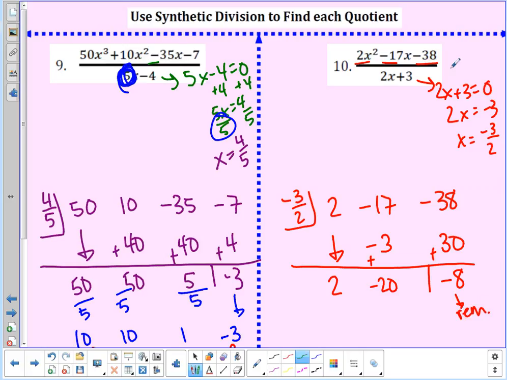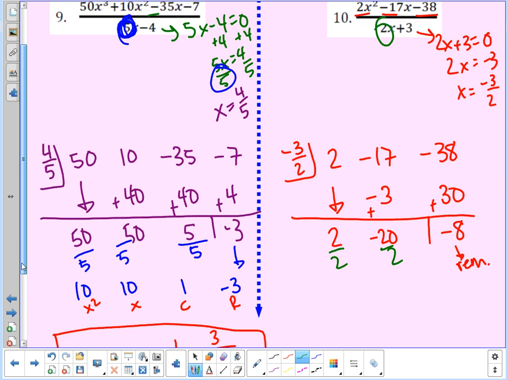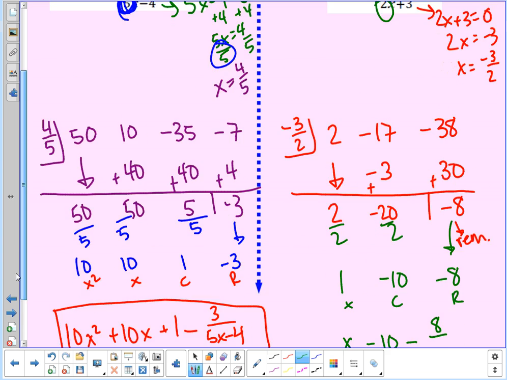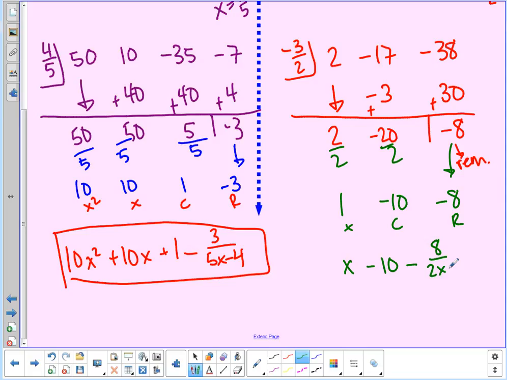Now you divided by 2 at the beginning, so I have to divide these by 2 at the end. Again, you don't divide the remainder. The remainder just drops down. So 2 divided by 2 is 1. Negative 20 divided by 2 is negative 10, and then negative 8 just comes down. So this is remainder, constant, x term, that's x minus 10 minus 8 over 2x plus 3, goodness me. 2x plus 3. There it is. All right. 2 more and then some application questions.